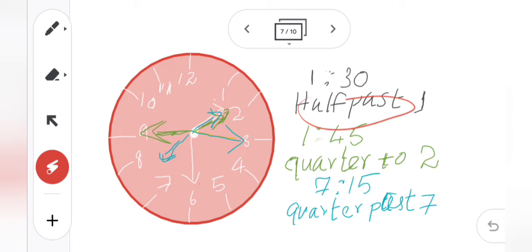And when you write in words, already I told, if it is in 6, it is half past. And the hour is what now? 1 hour. So half past 1.